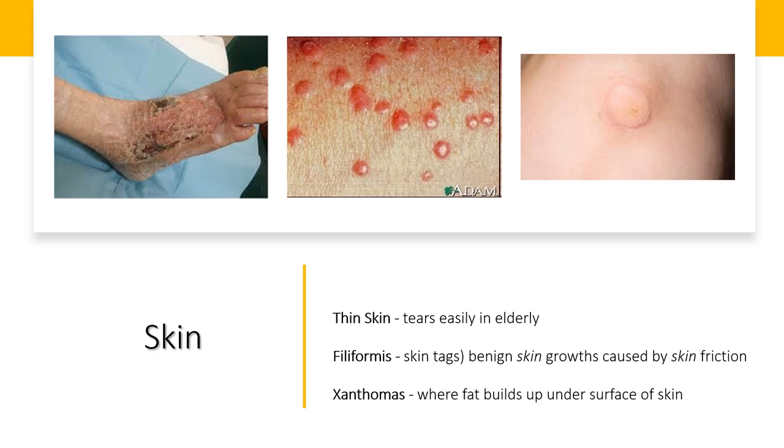So thin skin, we usually find in the elderly, and it tears and breaks easily. Filiformis is a skin tag. It's a benign little growth of skin. You can have them removed. You can have them lasered if they irritate you. And a xanthoma is where the fat builds up under the surface of the skin.